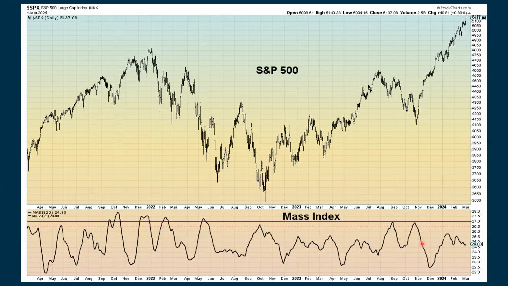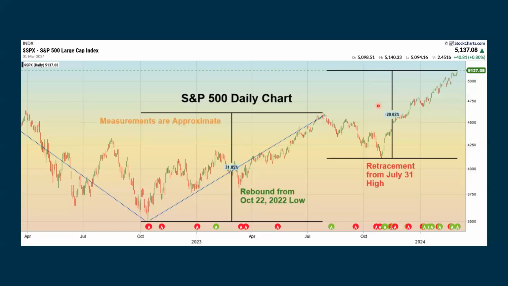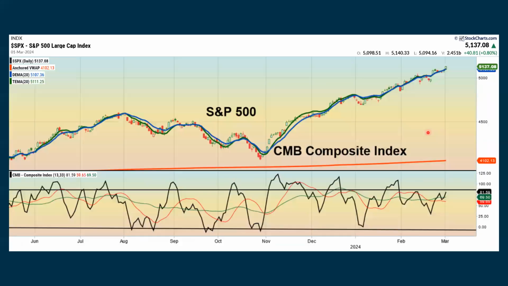The mass index is not generating a signal right now. We want to keep an eye on the S&P 100, which are the biggest stocks in the S&P 500. We're looking for divergences here, and right now they're pretty much going more or less in tandem with each other. And then this is some measurements that I did, measuring from the low that we set last October to the all-time high that was set on Friday, and we're up a little bit over 20% from that low.